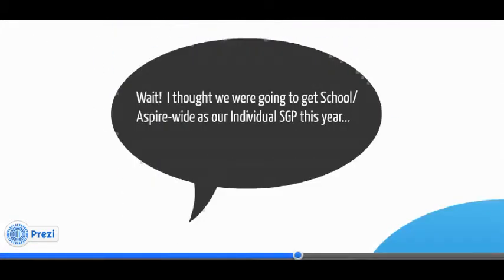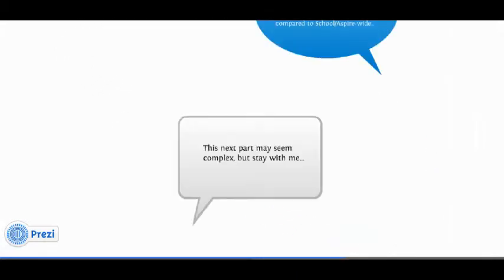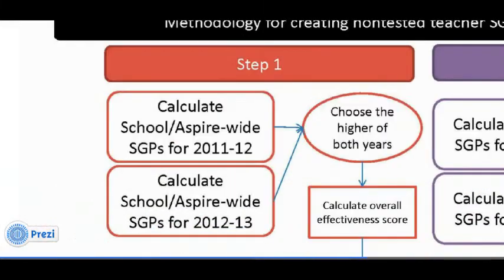So many of you are probably sitting there thinking, hey, hold on, I thought that I was going to get school or Aspire-wide as my individual SGP. And you're right. So what we ended up saying is that you will only receive a focused SGP if there is no overall change in your effectiveness score for 2012-13 compared to using school or Aspire-wide. And here's how we did that.